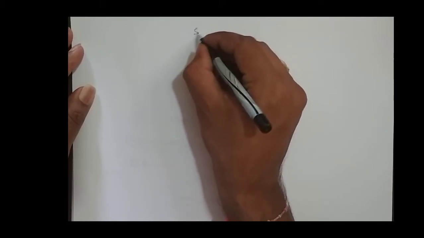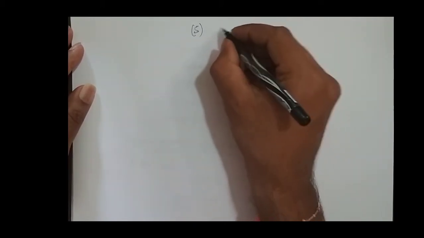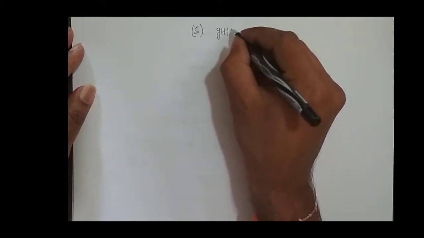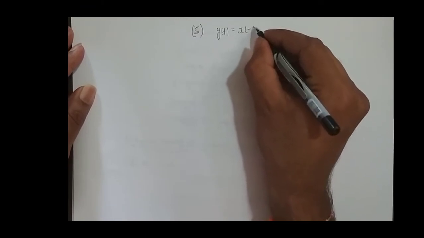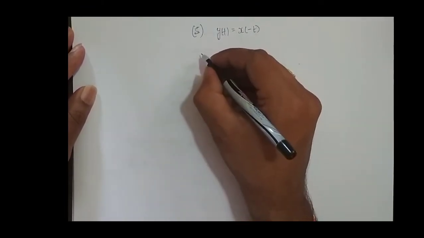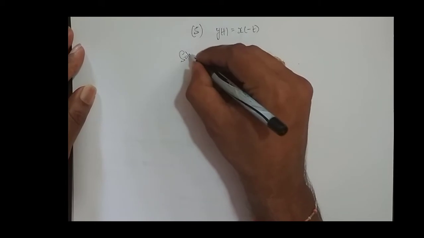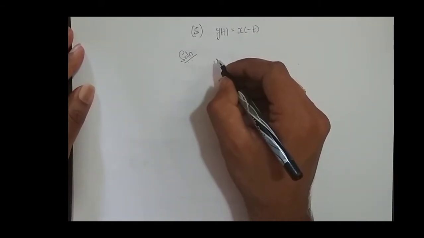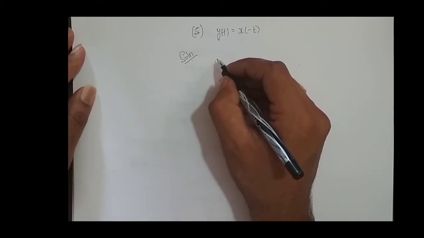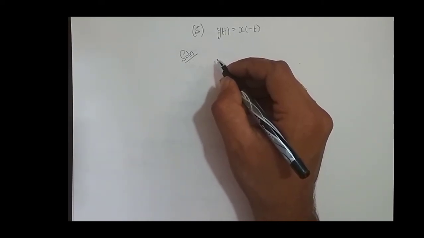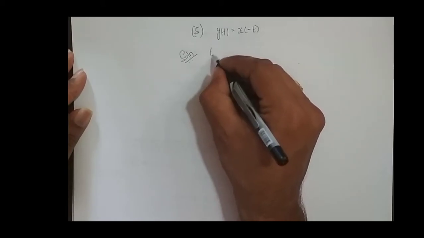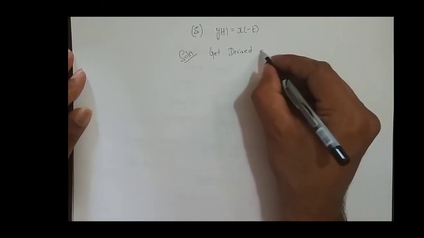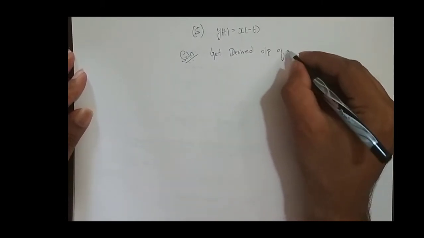We'll take up one more problem, and this time let the system be y of t is equal to x of minus t. So, what is our aim here? We need to check whether this system holds the linearity property or not. Okay, first we'll get the desired output of a linear system.